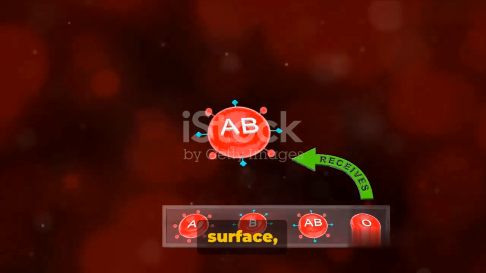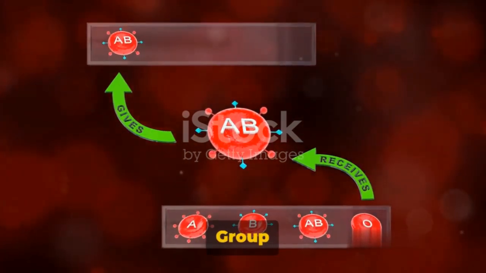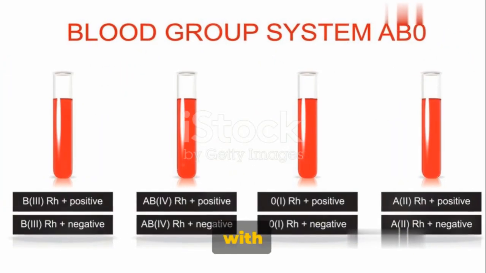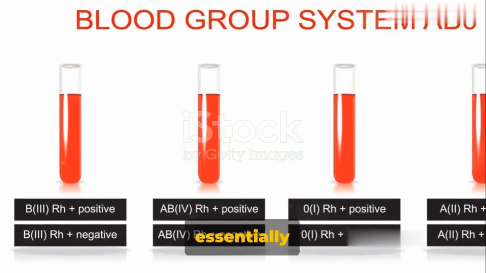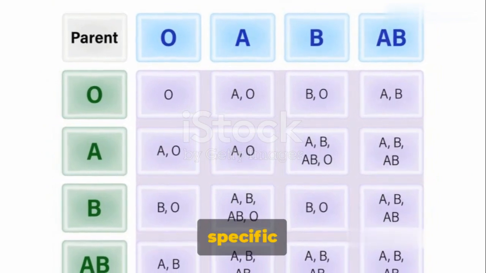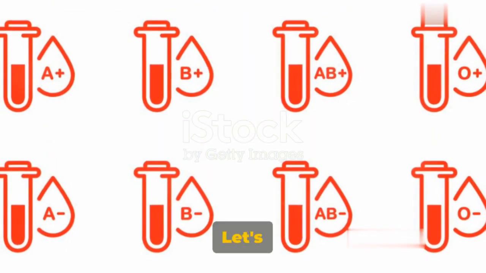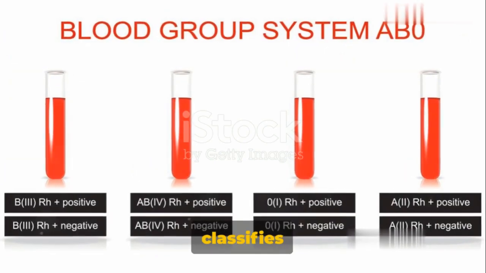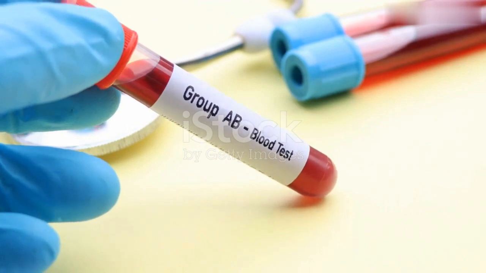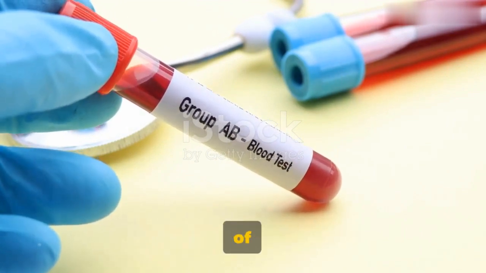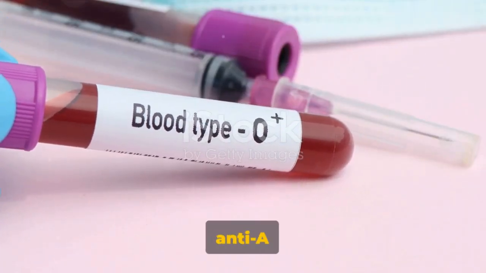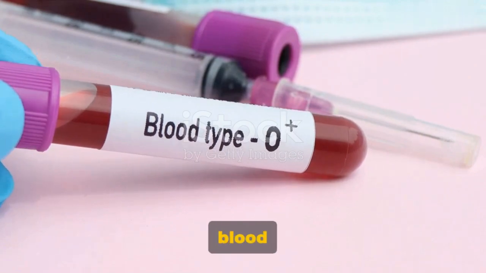Now that we've scratched the surface, let's dive deeper into the ABO blood group system. The ABO blood group system, while complex, can be understood with a bit of patience. This system is essentially a way of classifying human blood based on the presence or absence of specific antigens and antibodies. Let's break it down. The ABO system classifies blood into 4 types: A, B, AB, and O. This classification is determined by the presence of A and B antigens on the surface of red blood cells and the presence of anti-A or anti-B antibodies in the blood plasma.